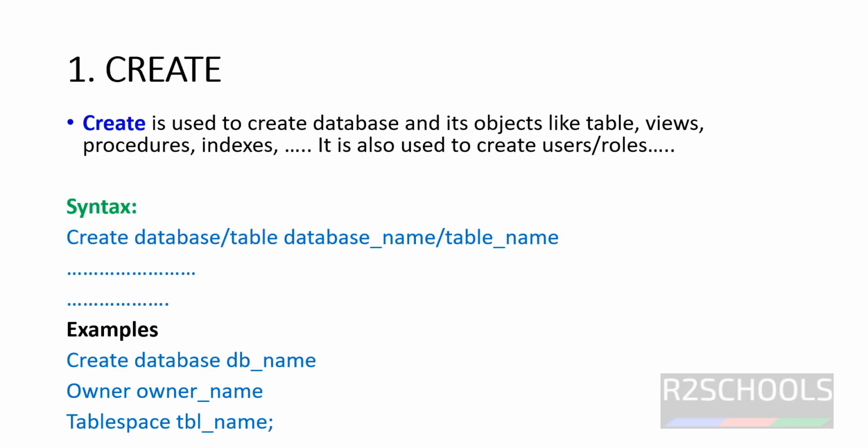The first one is create. It is used to create databases and their objects like tables, views, stored procedures, indexes, functions, etc. It is also used to create users or roles. The syntax is create, then we have to provide the type of the object, whether it is a database, user, table or view or anything. Then we have to give the name. I will show you the examples in detail after these definitions.